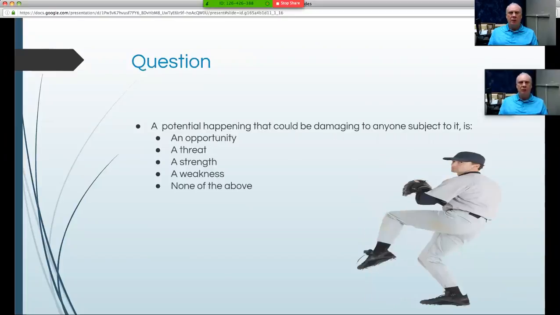Question: a potential happening that could be damaging to anyone subject to it is first, an opportunity, second, a threat, third, a strength, fourth, a weakness, or fifth, none of the above.